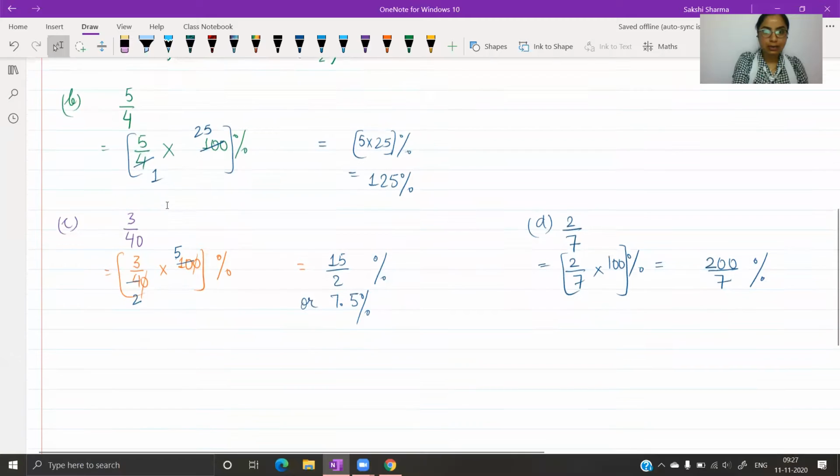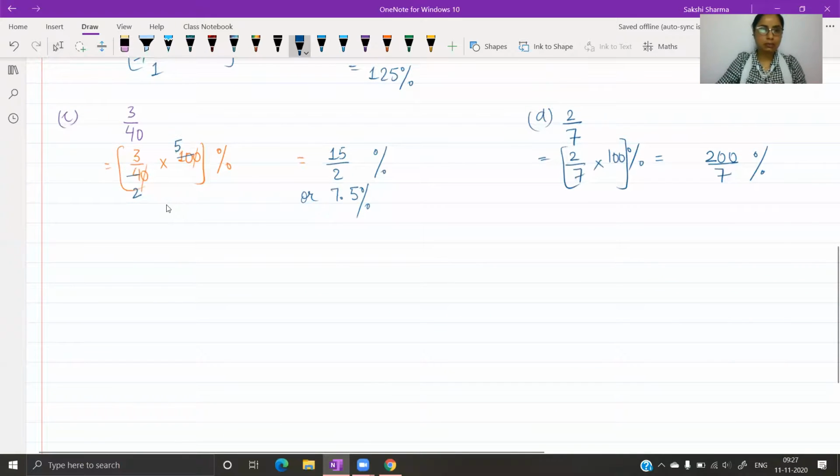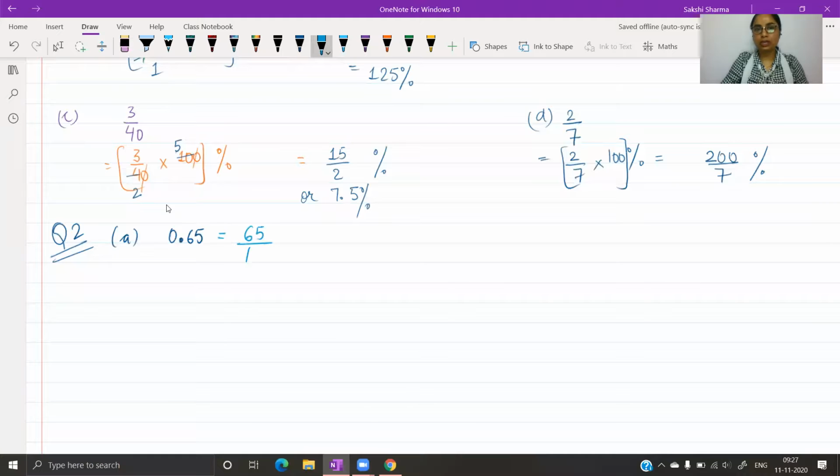I will take two parts. Maybe that will help you understand. So this is question number 2, first part. I've got 65%. That's correct, because this actually is a fraction out of 100. So this was a decimal number and I have written it as a fraction.